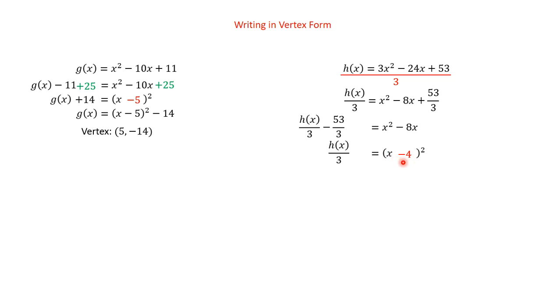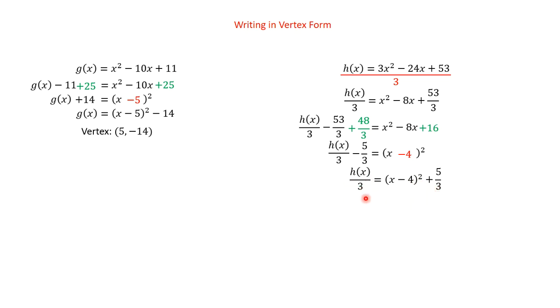Which means we have to square this. Negative 4 squared is 16. So plus 16 there. And we're going to add 16 over here too. But we have to add it to negative 53 thirds. So instead of 16, let's change it into thirds. 16 is 48 thirds. So we're adding 48 thirds. Negative 53 thirds plus 48 thirds is negative 5 thirds. And now we can move that negative 5 thirds back, so we can add it to the other side. h of x over 3 equals x minus 4 squared plus 5 thirds.